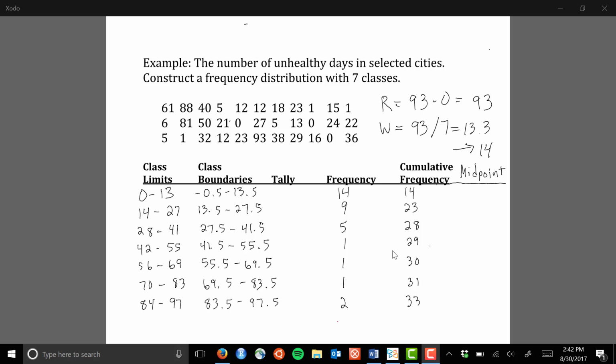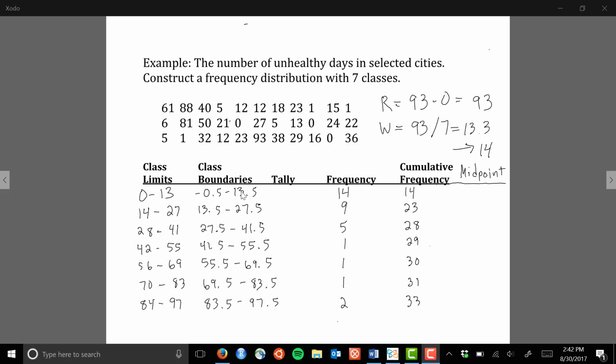Now that we've created our grouped frequency distribution, we can use that to create something known as a frequency polygon, which is a very nice way of visualizing our distribution. In order to construct this frequency polygon, however, you need to compute the midpoint of every single one of your classes. The way you go about computing the midpoint is actually fairly easy.